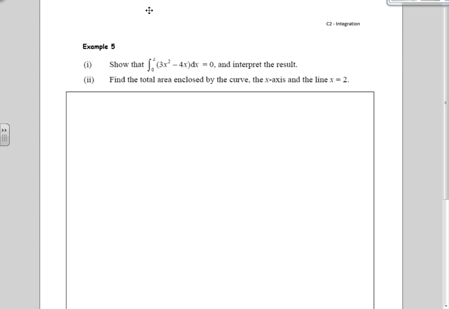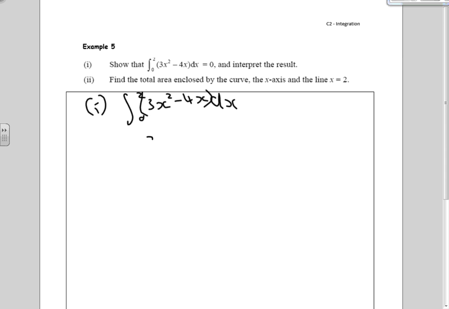C2 integration example 5. So the first thing I need to do is show that the integration between 0 and 2 of 3x squared minus 4x dx equals 0 and interpret the results. So first thing I need to do is integrate 3x squared minus 4x with respect to x.